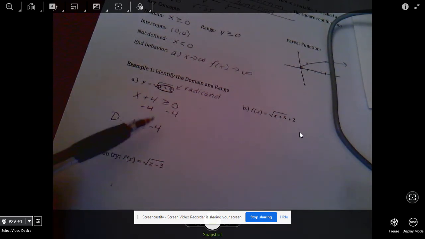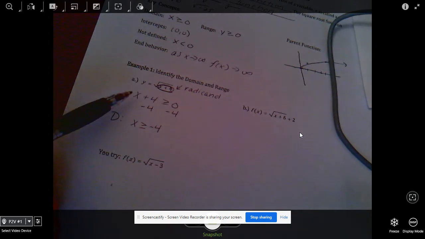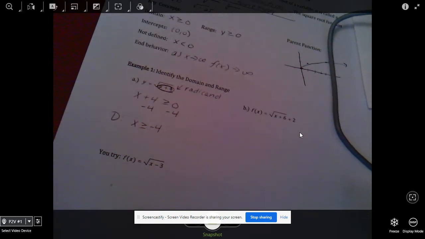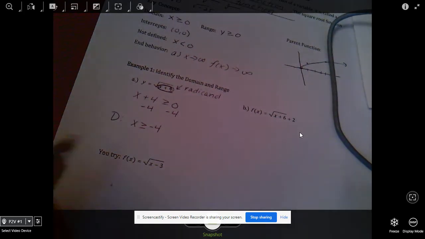So you take your radicand, you set it greater than or equal to 0, and so your domain, as long as x has the value of -4 and greater, then your function will exist. Now, why can it be -4? Because -4 plus 4 is 0, and that's okay. You just can't have an overall result of -4, but x can be -4.